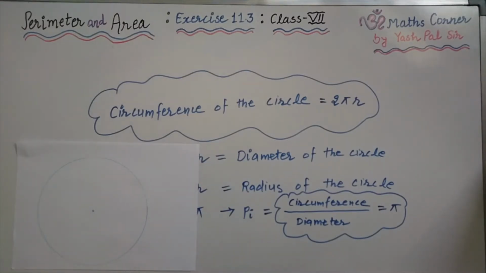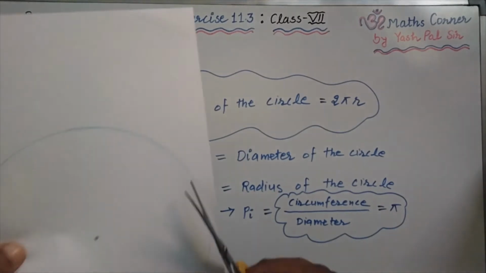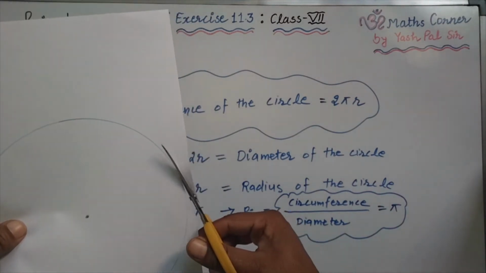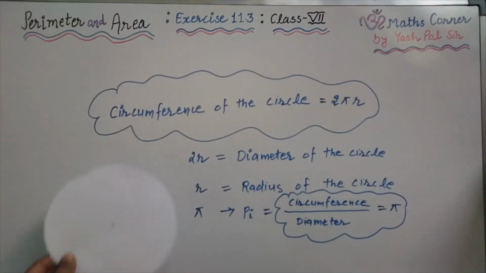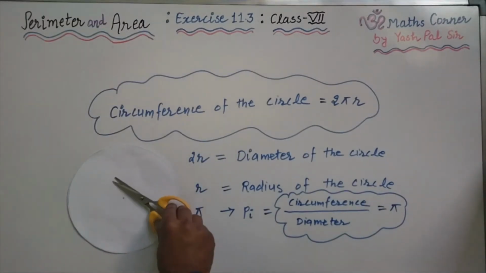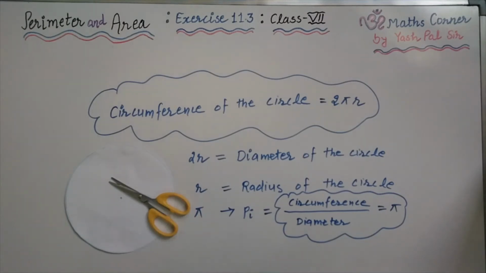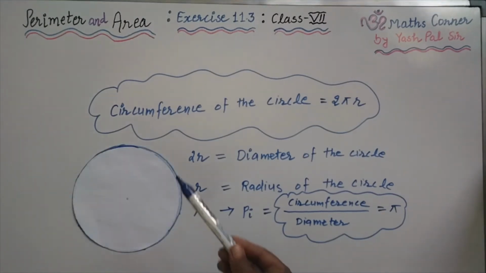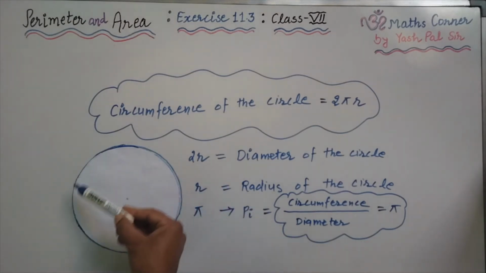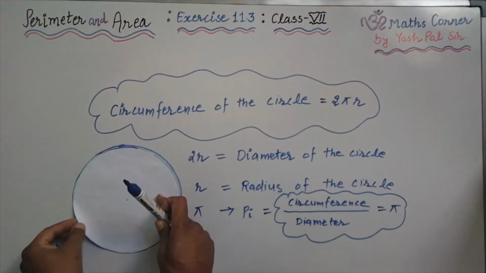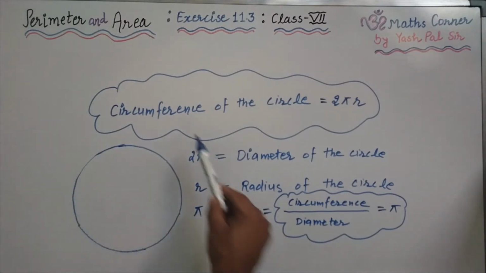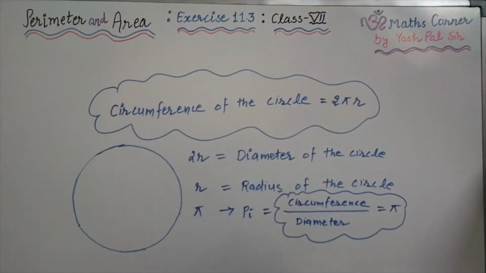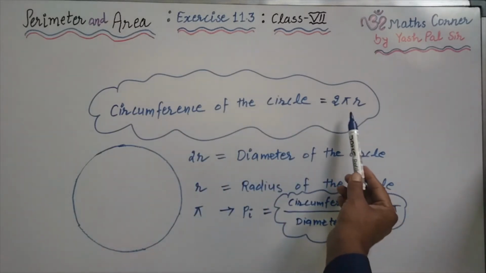Now I am going to cut this piece of circle from this sheet. With the help of the scissor, I am going to cut this sheet around the circle. So with the help of the scissor, I have cut this piece. With the help of this pen, I have drawn the outside boundary also. So this outside boundary is called circumference of the circle.